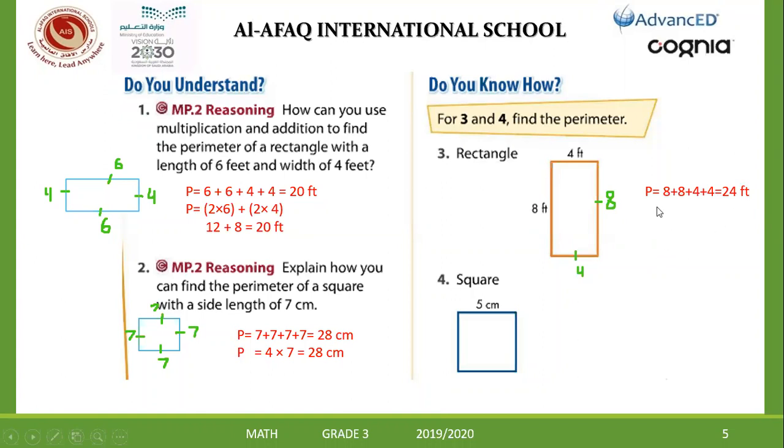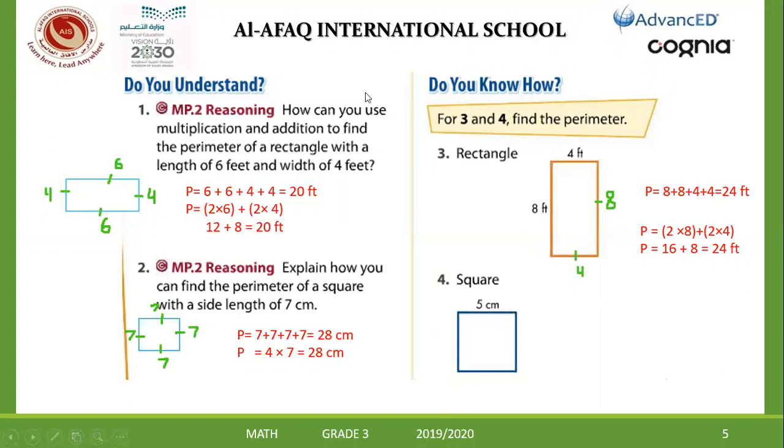Can we express this perimeter by using multiplication and addition? Of course, yes. This 8 is repeated 2 times, so I can replace 8 plus 8 by 2 multiplied by 8. 4 is repeated 2 times, so I can replace it by 2 multiplied by 4. 2 multiplied by 8 plus 2 multiplied by 4. Find the products first. 2 multiplied by 8 is 16. 2 multiplied by 4 is 8. 16 plus 8 will be 24 feet.